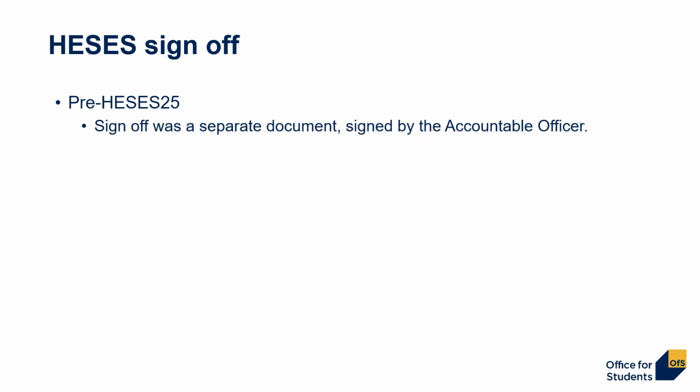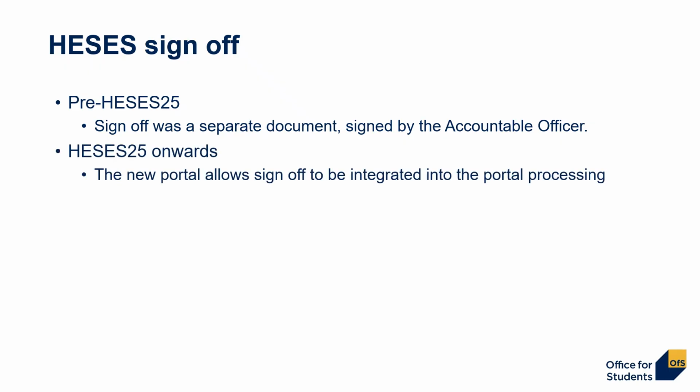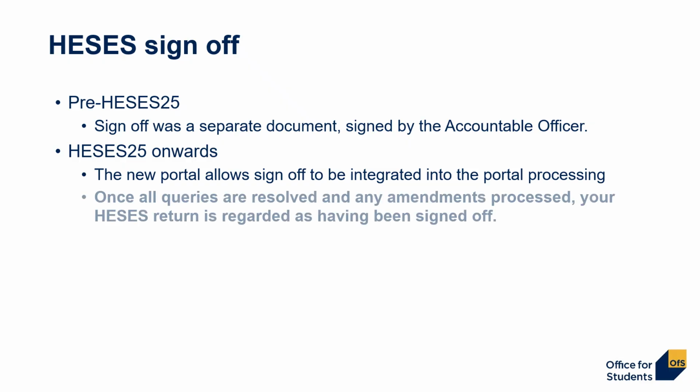As mentioned in our video about the OFS provider portal, those that have done HESES before may notice that the new portal now incorporates sign-off into portal processing. This is a change from past practice. Before HESES 25, sign-off was made using a separate document which had to be signed by the provider's accountable officer. From HESES 25 onwards, the new portal allows sign-off to be integrated into portal processing. This means that once all queries are resolved and any amendments have been processed, your HESES return is regarded as having been signed off.